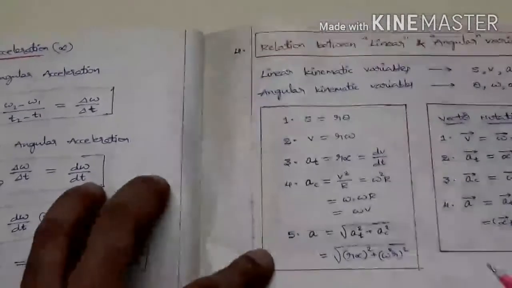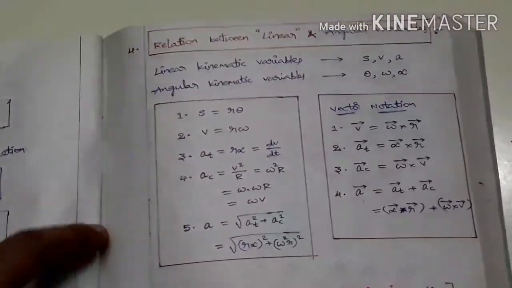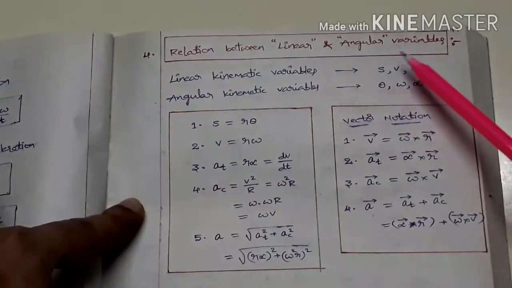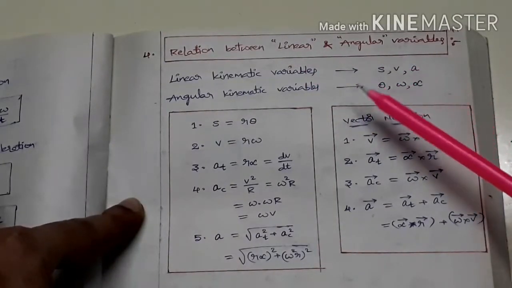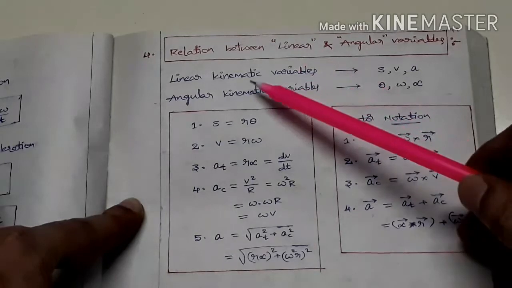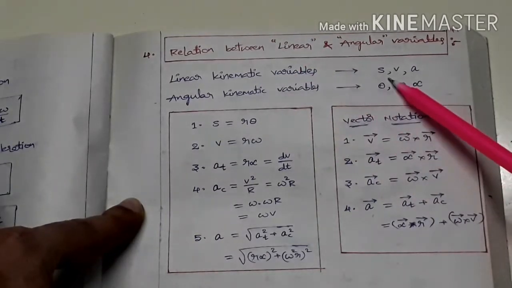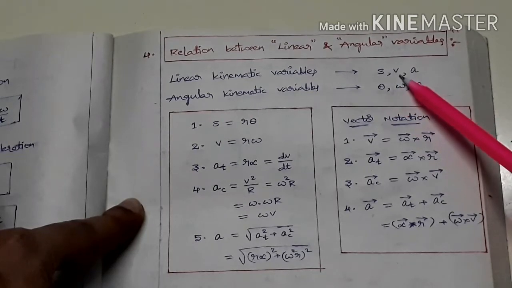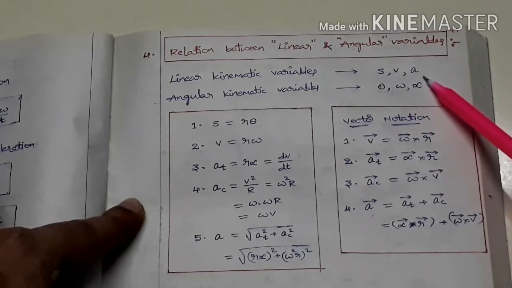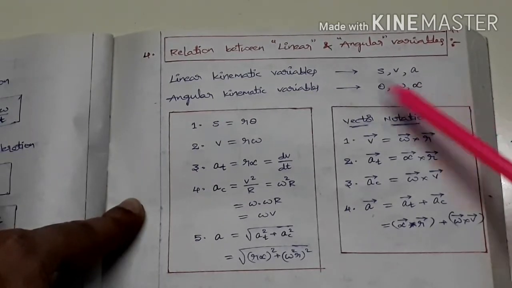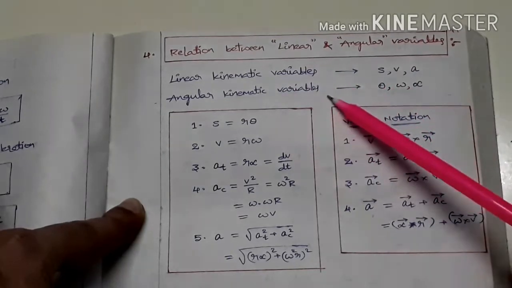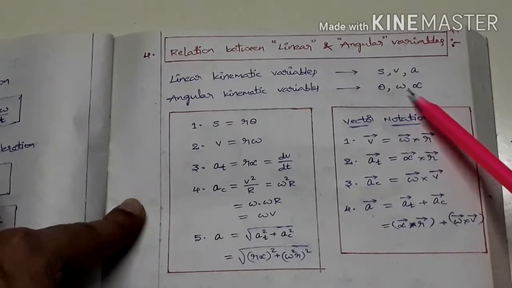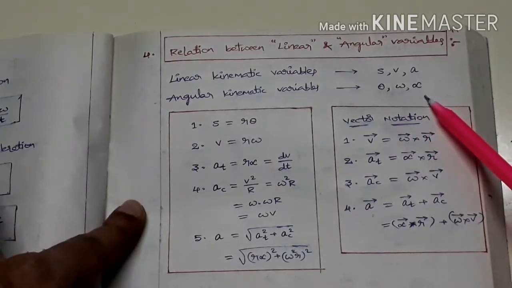So next one, relation between linear and angular variables. What are linear kinematic variables? s, v and a. What is s? Linear displacement, v linear velocity, and a for linear acceleration. And angular kinematic variables: theta, angular displacement, omega, angular velocity, and alpha, angular acceleration.